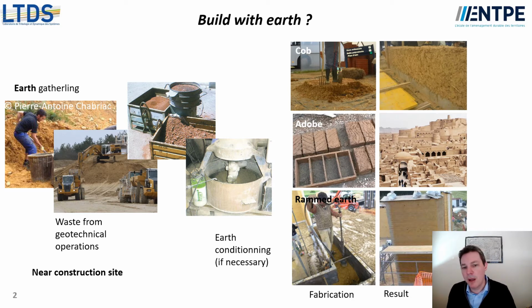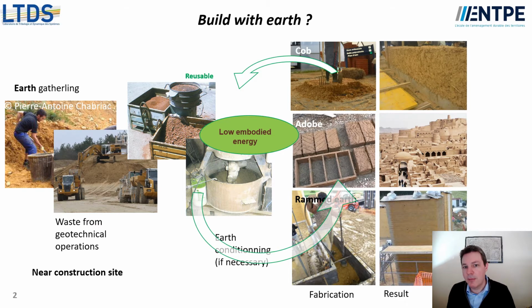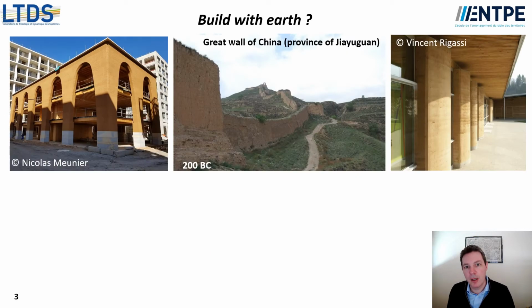But all these construction techniques have in common to be green because the embodied energy is very low and the earth which is used can be directly reused for new construction. In addition, if we look at the building heritage, we can see that we can build very durable urban construction. For example, the Great Wall of China, among others. And if we look at these two pictures, we can see that we can use earth as well to make very modern architecture, which is very impressive and interesting.